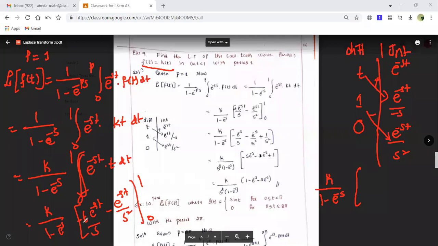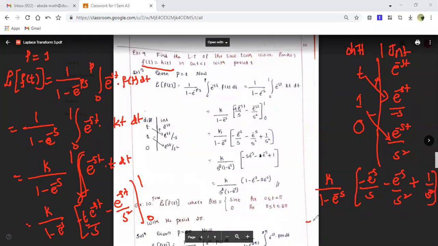This is minus 1 into e to the power minus s divided by s. So it is minus e to the power minus s upon s. And if I apply 1 again here, this is just e to the power minus s upon s square. For the lower limit, if I put 0, since t is there, this term will become 0, and this term will become minus of minus, plus 1 upon s square.